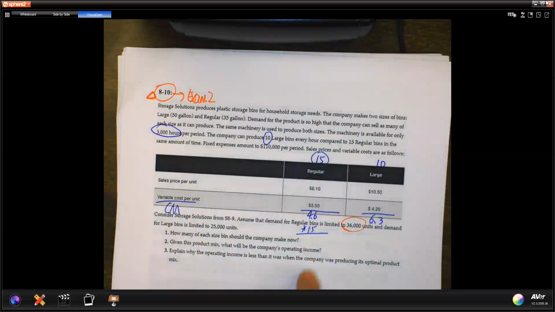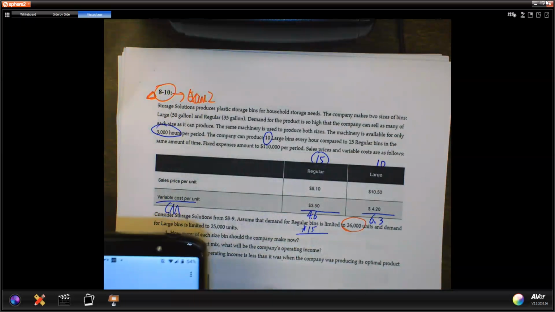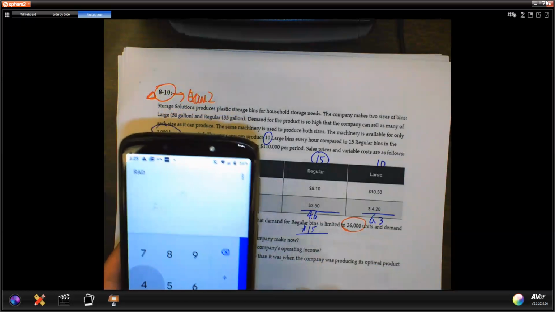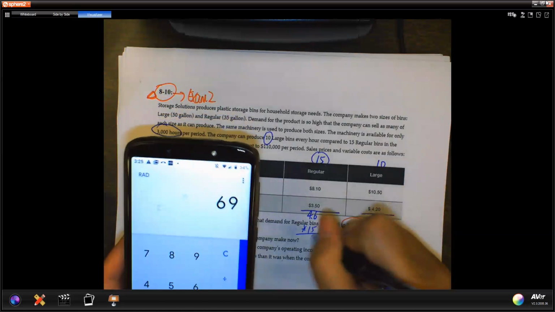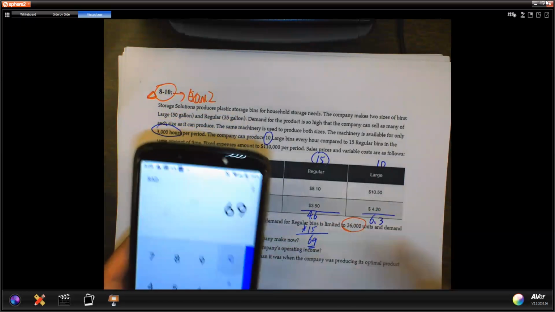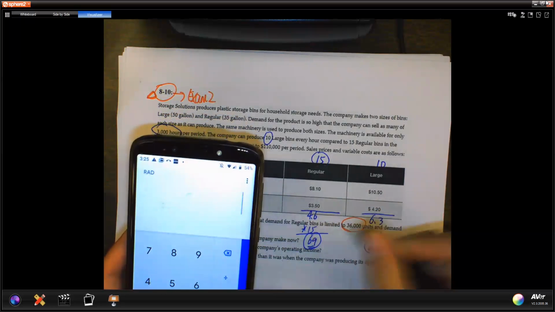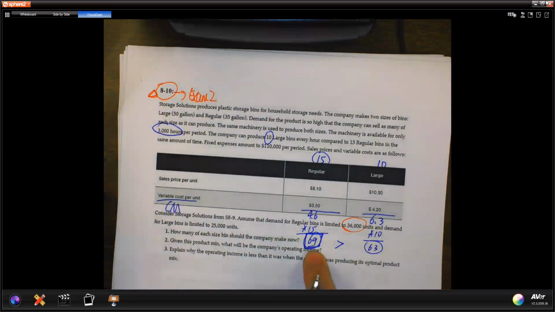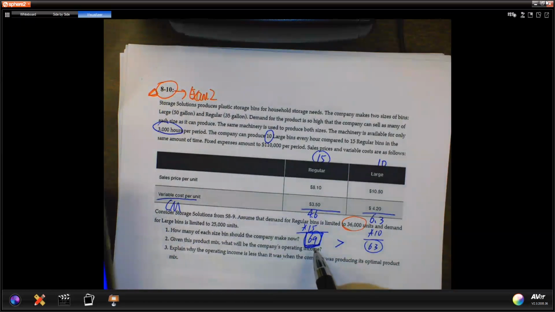So for 1 hour, my total contribution margin should be, give me 1 second. I use 4.6 times 15, so that gives me 69 total contribution margin for 1 machine hour. For the large, 6.3 times 10, I get it directly, 63. So I should focus on the regular, right? I should make as many regular as I can as the market demands.